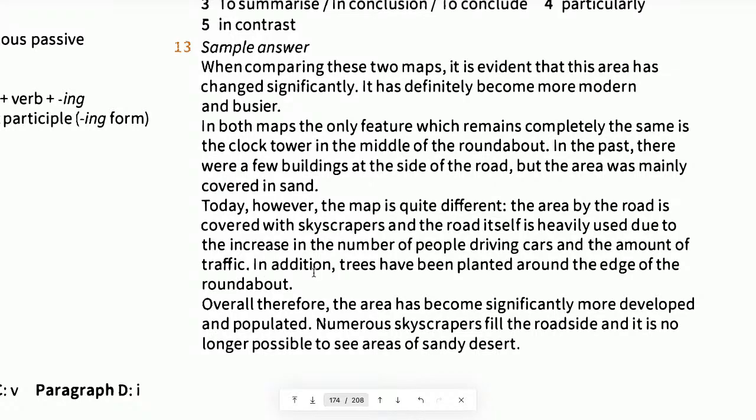Next, in addition, trees have been planted around the edge of the roundabout. Right? Which tense is this? What tense is this? Yes, present perfect, passive. How do you know? Have been planted, right? Yes, underline that.